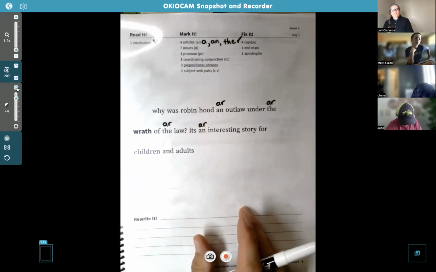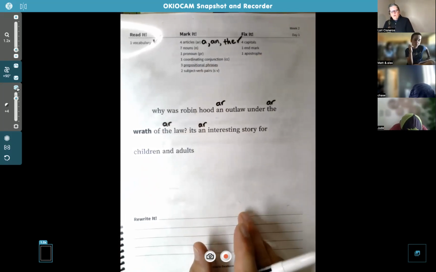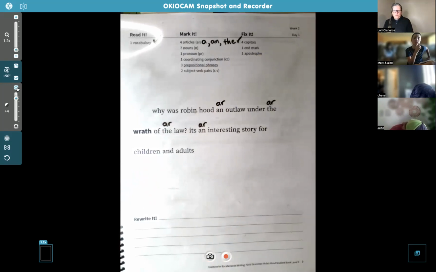Now, moving on to nouns. This is where I'm going to start calling on each of you to help us find these things. So I'm going to see if Alex can do this one. So it says there's 7 nouns in here. So go ahead and tell me the nouns that you see.